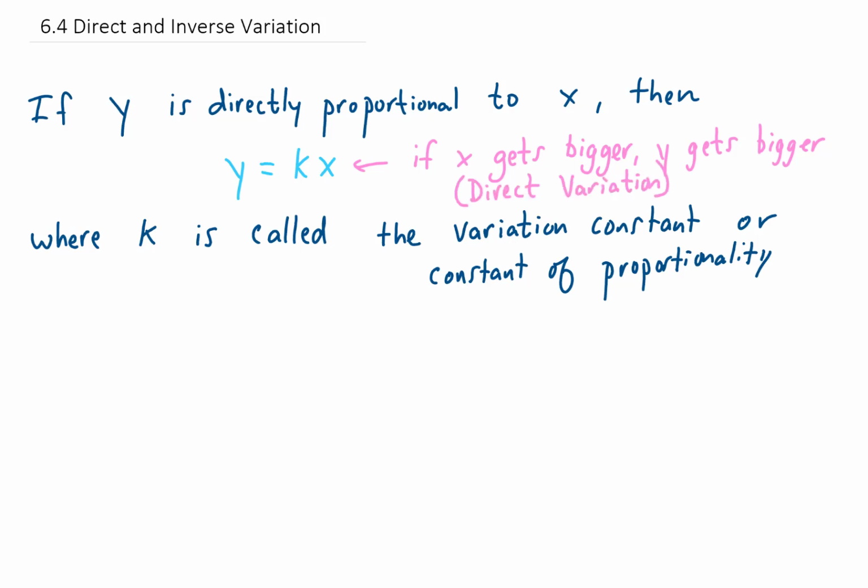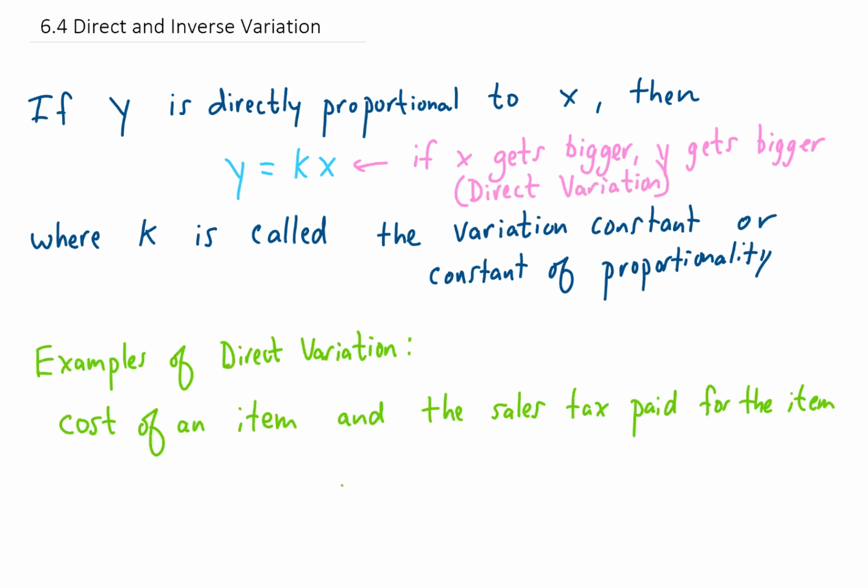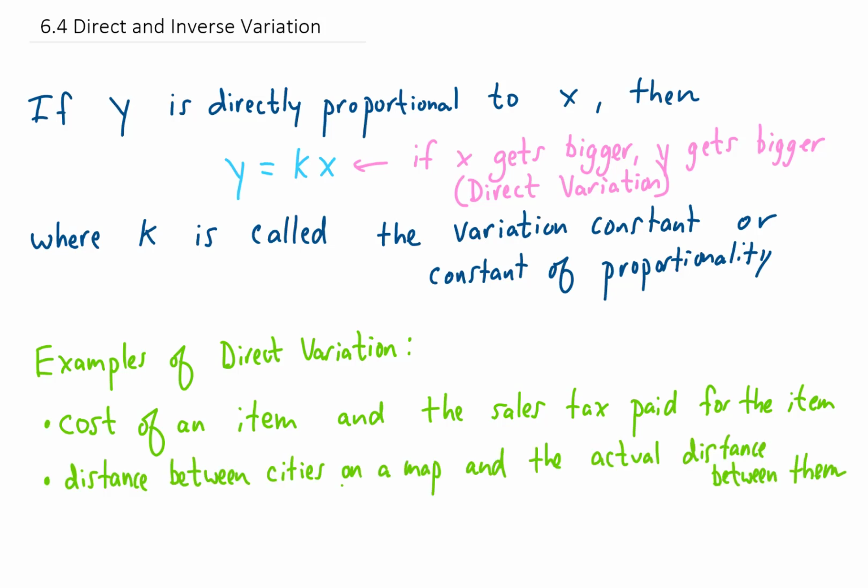Let's look at some real-life examples of direct variation. First example, the cost of an item and the sales tax paid for the item. As the cost of the item goes up, the amount of sales tax you have to pay for it also goes up. Another example would be the distance between cities on a map and the actual distance between those cities. As one increases, so does the other. And one more example, the amount of exercise that you do and the amount of calories that you burn. Okay, so that's direct variation.